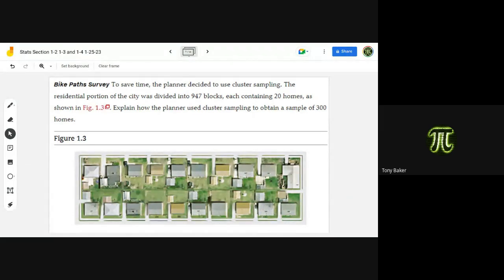So, to save time, the planner decided to use cluster sampling. A residential portion of the city was divided into 947 blocks, each containing 20 homes. Now, obviously, when they make a math problem, they're going to make it as clean as possible. But in the real world, not every block is going to have exactly 20 homes. Okay? So they're looking at the 947 blocks in their town, and they want to pick a sample of 300 homes. So how many blocks are they going to look at in this problem? 15. So they're going to randomly pick 15 blocks and ask everybody in those blocks.